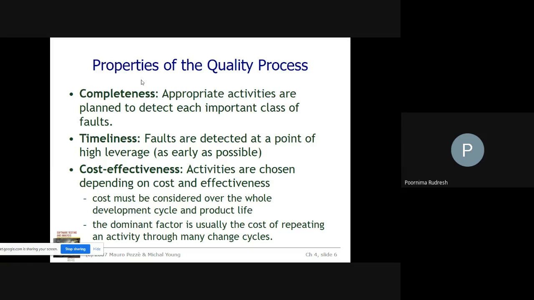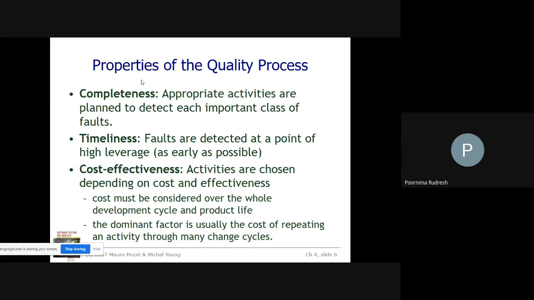selecting such type of activities is not the wise thing. Hence we have to select the activities and the responsibilities in such a manner that those activities are effective and also the cost is minimum. So these things we have to consider in selecting the activities for each phase. So here the cost must be considered over the whole development cycle and for the product life. So the cost is a very important factor.